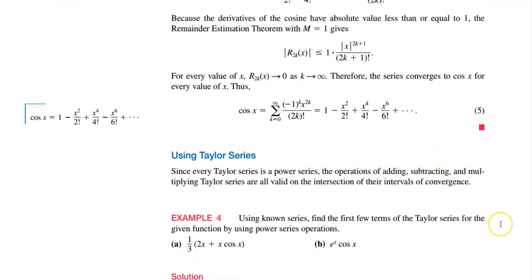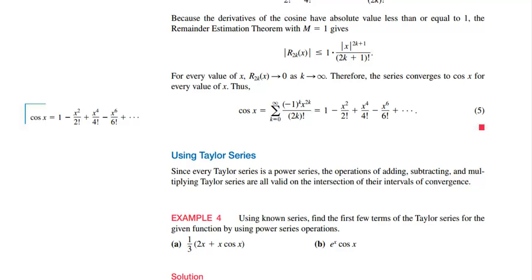So, using Taylor series: since every Taylor series is a power series, the operations of adding, subtracting, and multiplying Taylor series are all valid on the intersection of their intervals of convergence. So using known series, we want to find the first few terms of the Taylor series for a given function by using our power series operations.